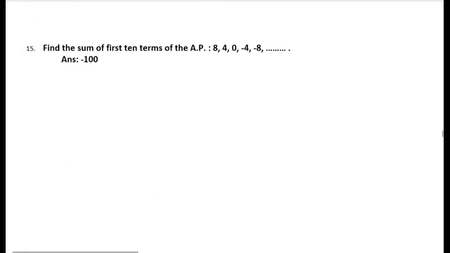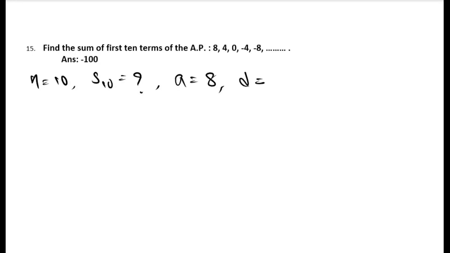Find the sum of first 10 terms, right? N is 10. Sum of first 10 terms has to be found. What is the first term? 8. What is the common difference? 4 minus 8, second term minus first term, minus 4. Common difference is minus 4.